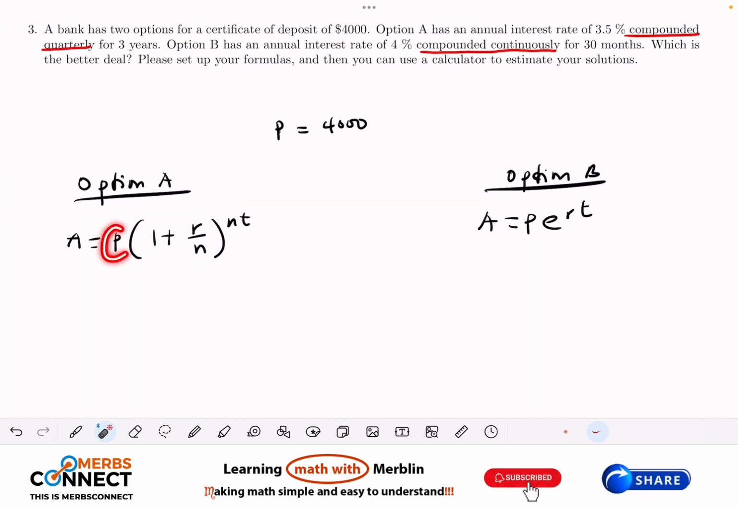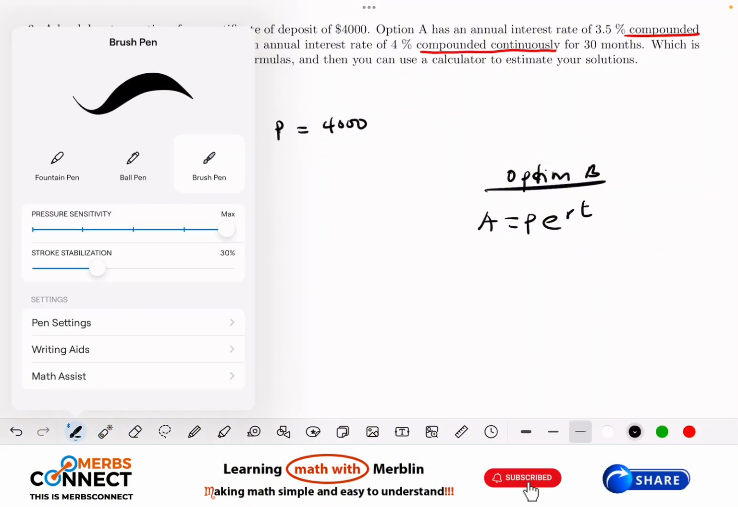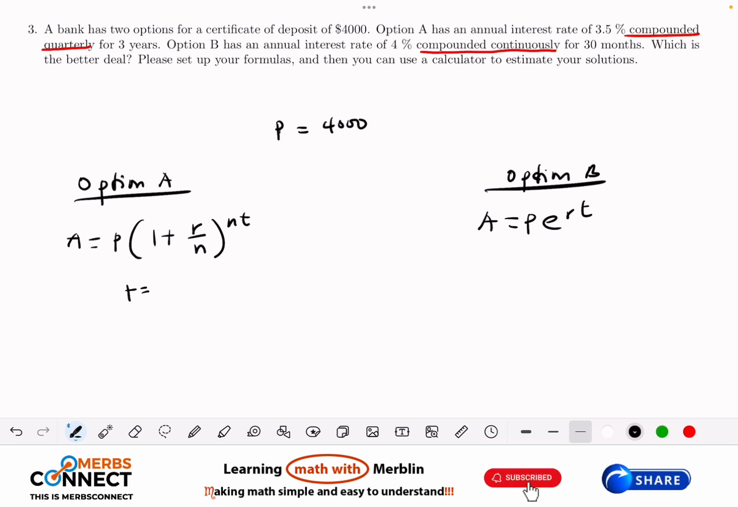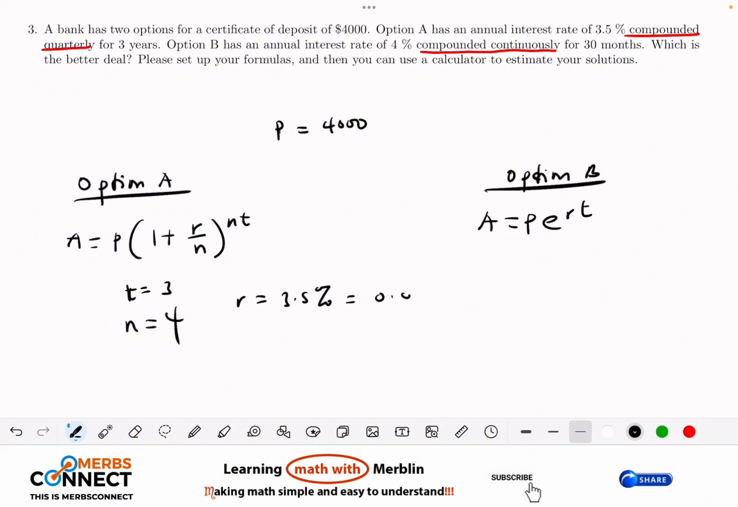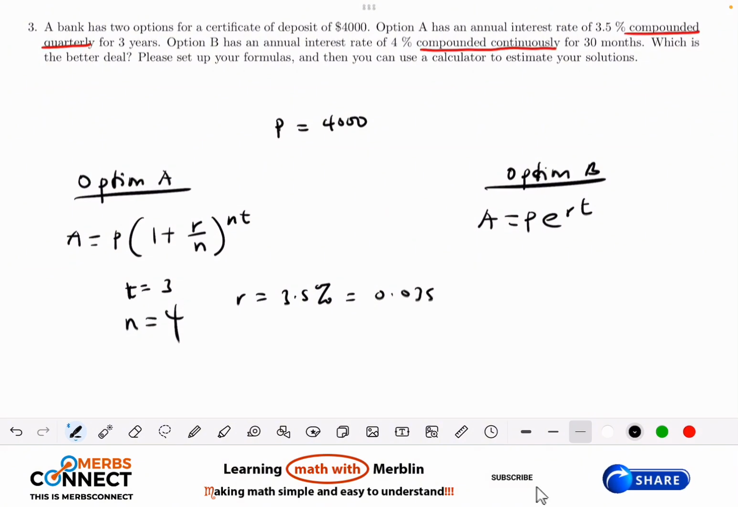So option A, I have my P, which is this. Now what is T? T is after 3 years, so T is equal to 3. What is N? Remember, N is the number of times compounded per year. Since it's quarterly, how many quarters in a year? 4. So our N will be equal to 4, right? What will be the interest rate? R is equal to 3.5%, which is the same as 0.035. Good.